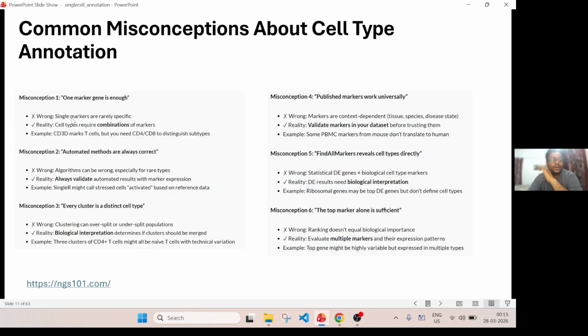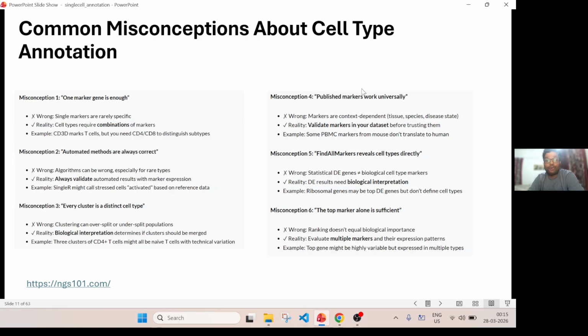So we say that if this marker is there, then that is done. That's not always true, and we always assume that whatever automation method we use is correct. No, you always have to validate the tools that you are using. Then we might think that every cluster Seurat gave, like cluster 0, 1, 2, 3, is definitely a unique cluster. No, it can happen that within that cluster you may find 3 different subtypes. So don't hesitate to analyze the big clusters.